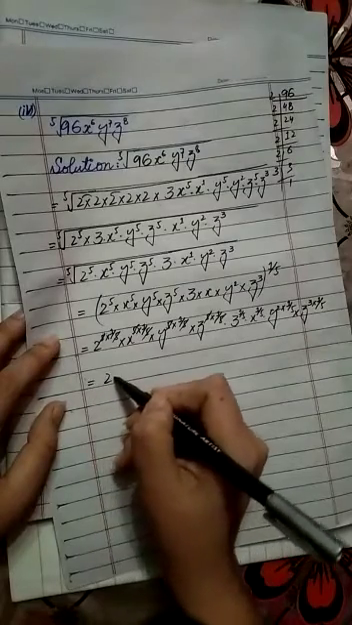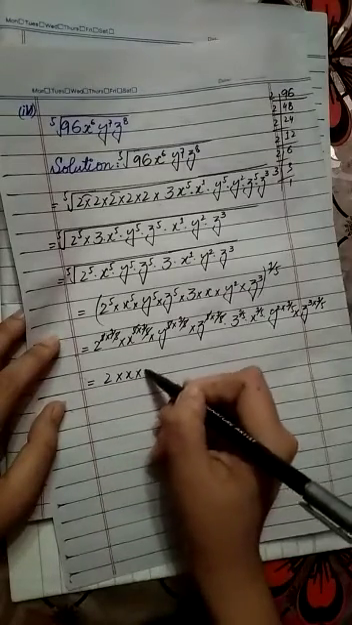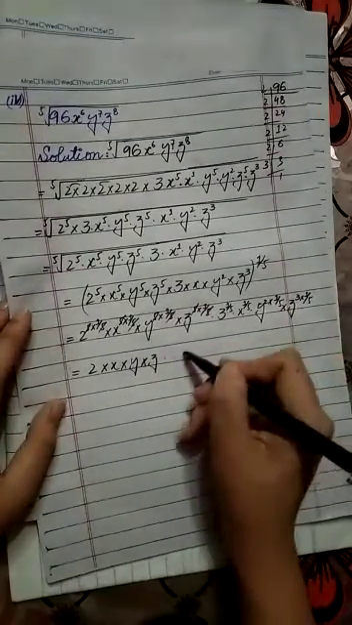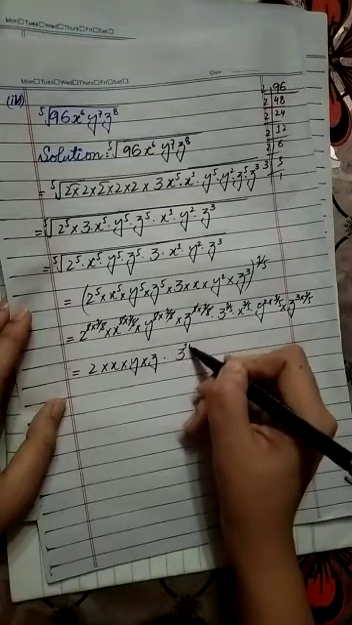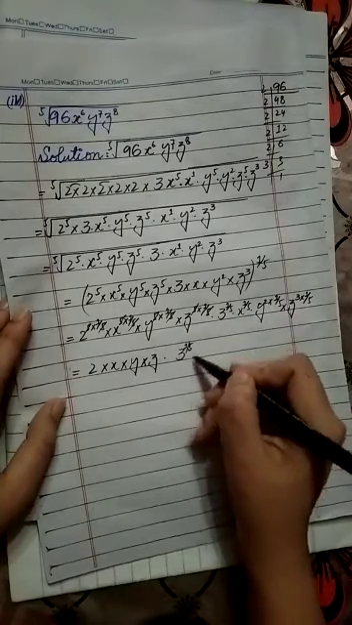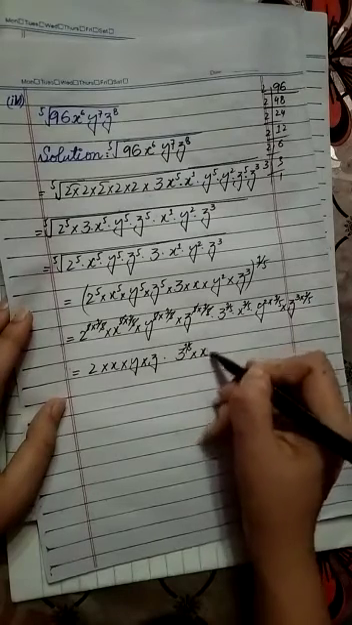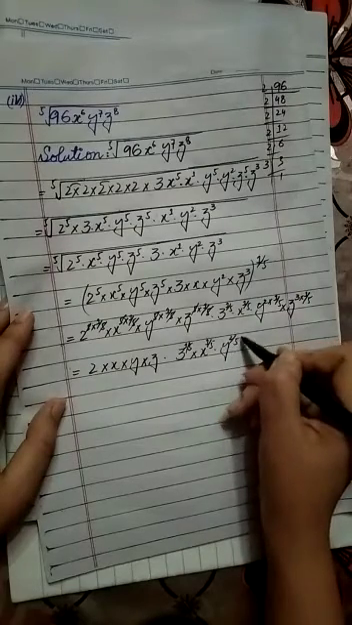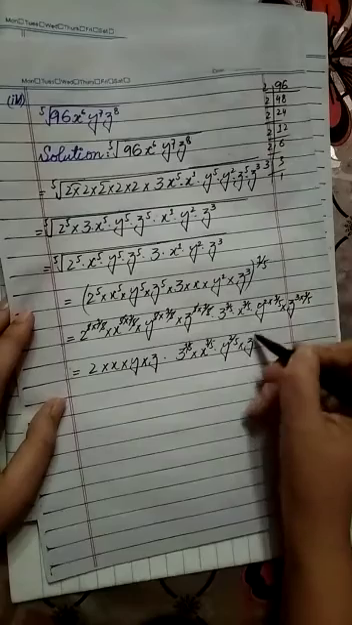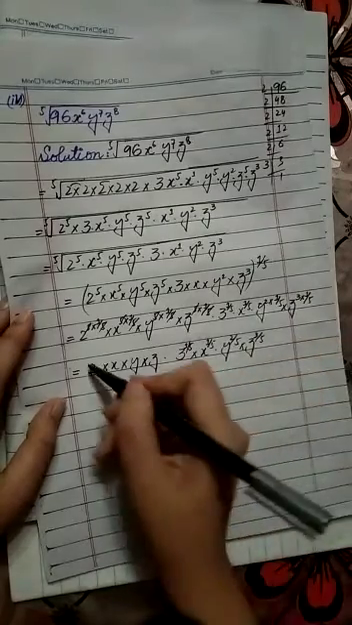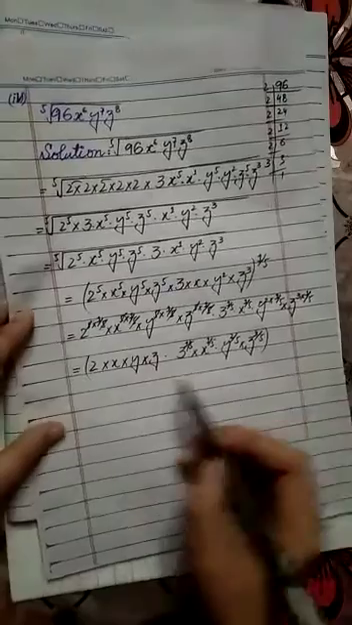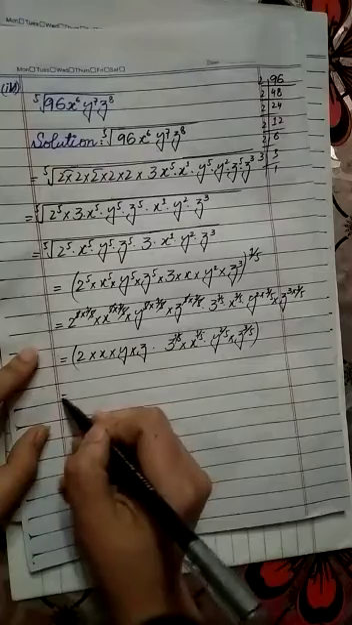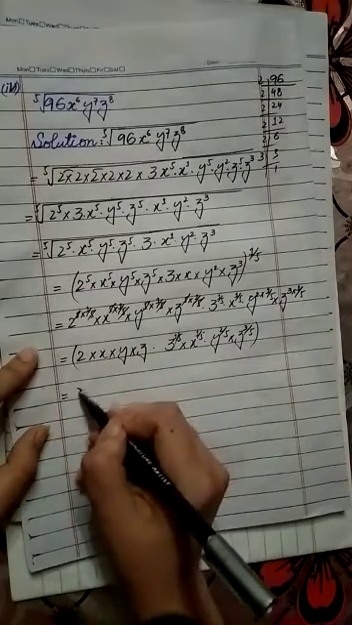So what is left here? 2 simple, x simple, y and z. So this one is 3 power 1 by 5, x power 1 by 5, y power 2 by 5, z power 3 by 5. So these all will be separate because we have simplified them. All powers are removed.